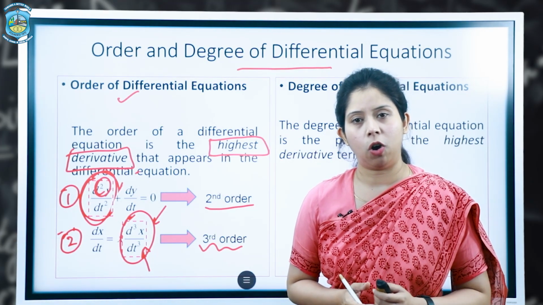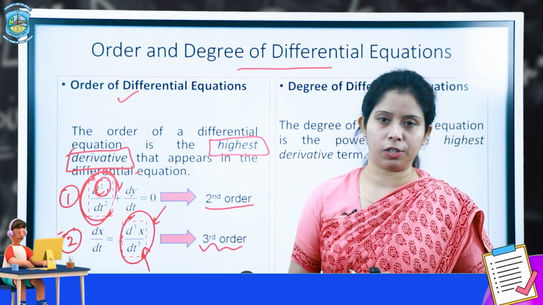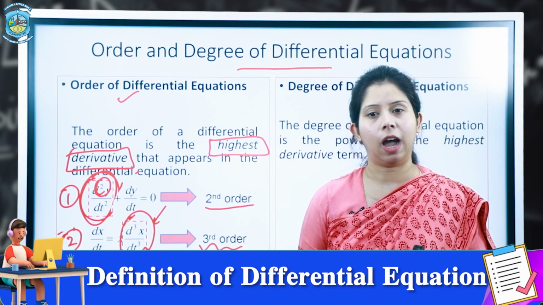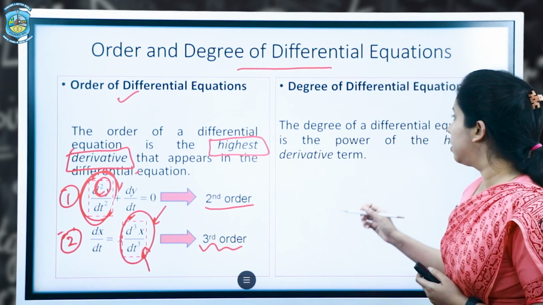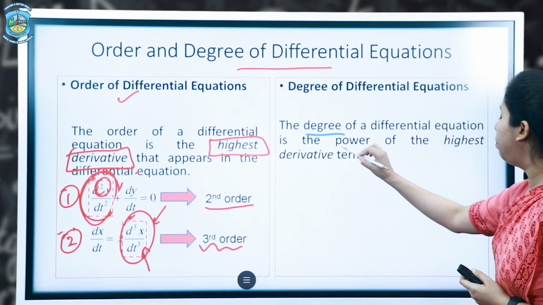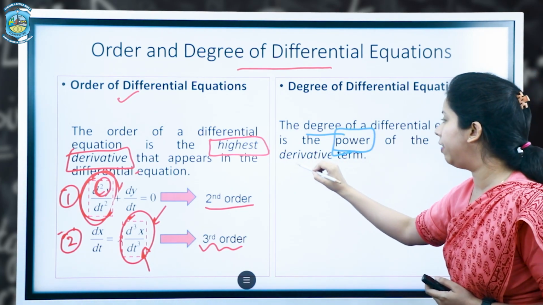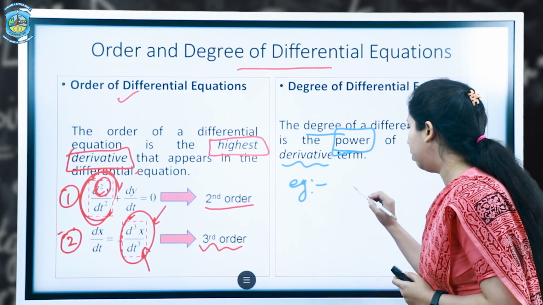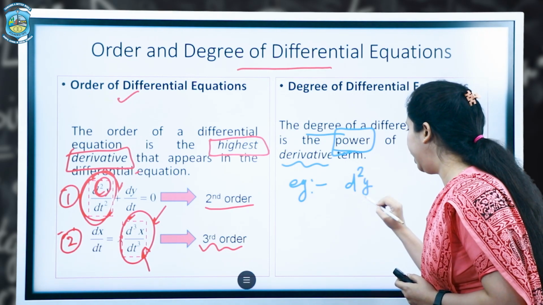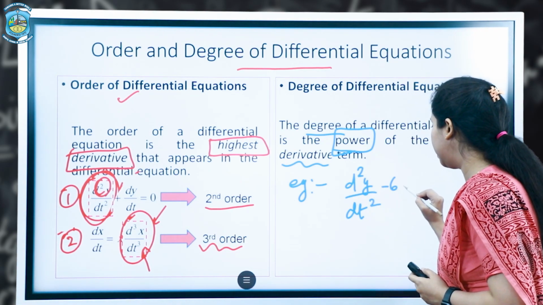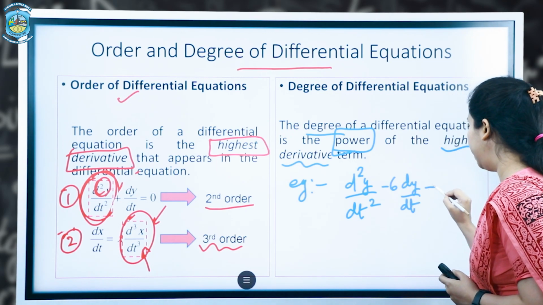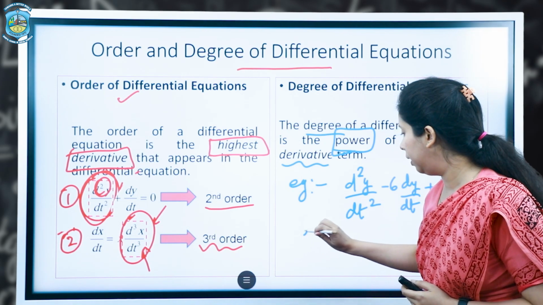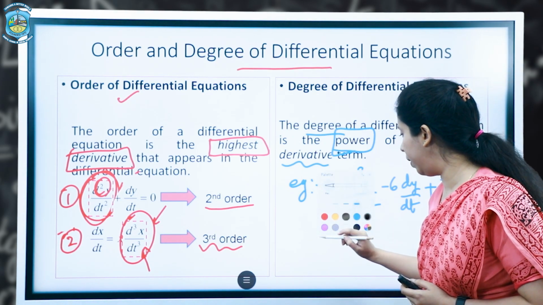So now moving on to the definition of degree of differential equation. The degree of differential equation is the power of the highest derivative term. So the degree is the power of the highest derivative term. Let us understand this with the help of one example. Here we consider a differential equation d2y by dt square minus 6 dy by dt plus 7y is equal to 0.